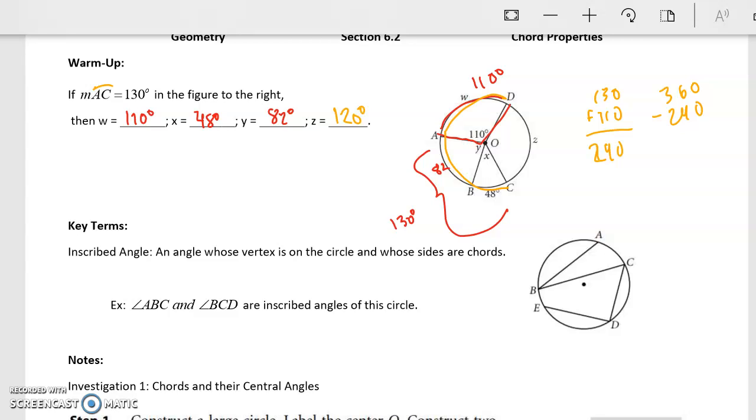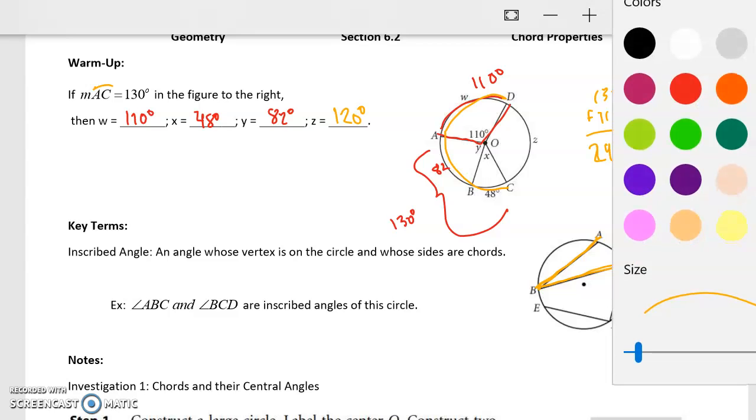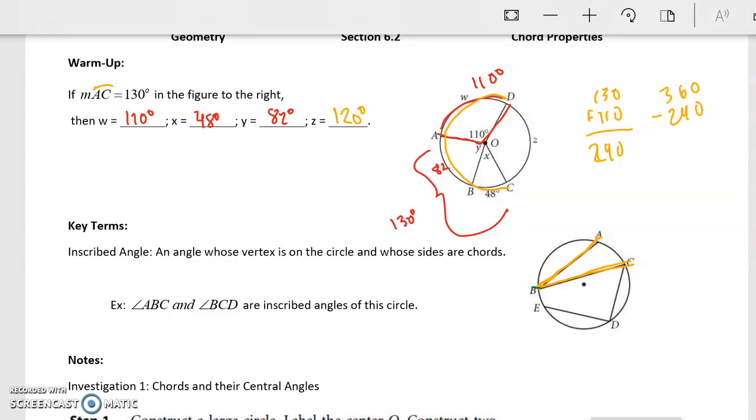In this section, we're also going to define inscribed angle. So again, just want to make sure we know what an inscribed angle is. It's an angle whose vertex is on the circle, like B, and whose sides are chords. So for example, angle ABC, that is an inscribed angle. Angle BCD, that is an inscribed angle. Angle ECD is an inscribed angle.